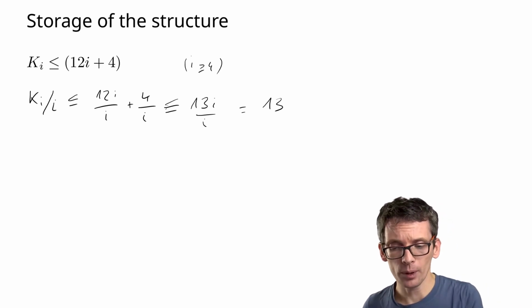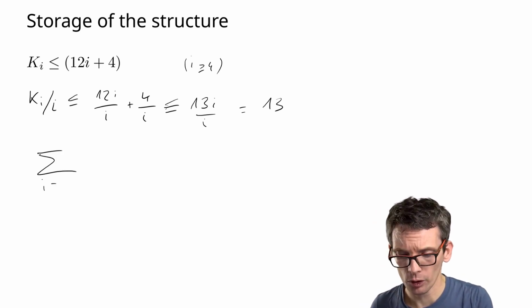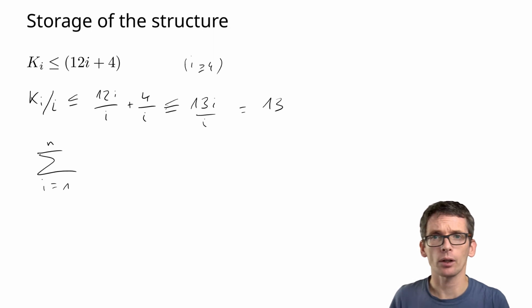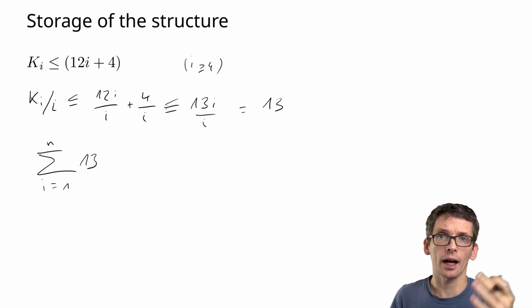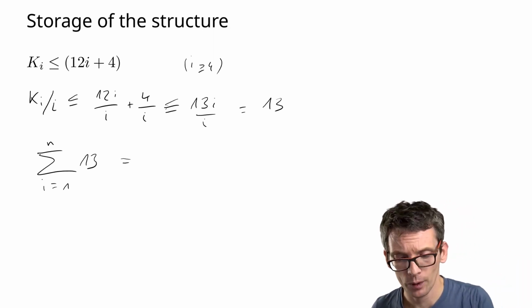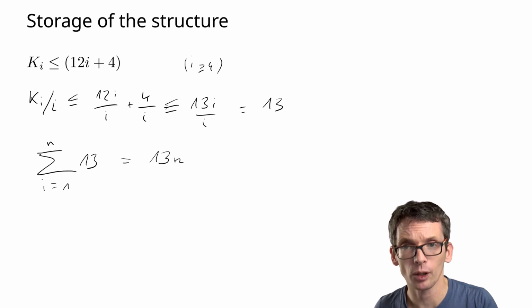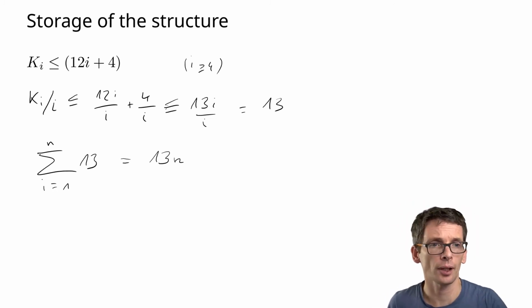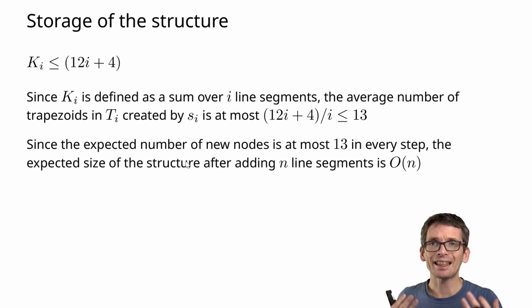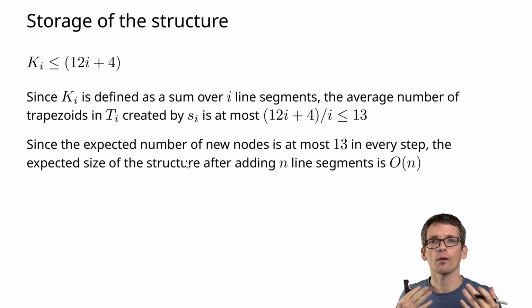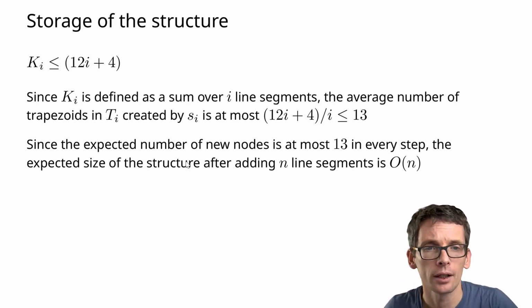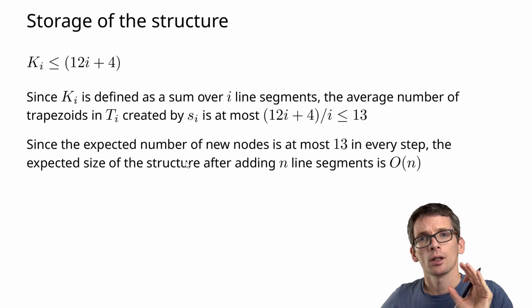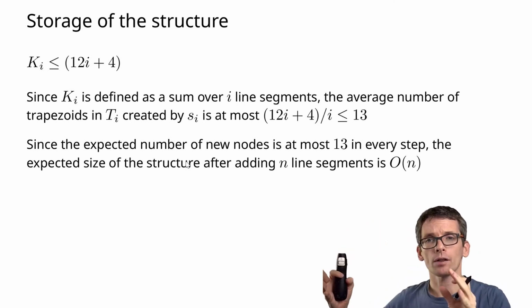So then I would be summing over all insertion steps, from i is 1 to n. If on average I'm not creating more than 13 trapezoids, then overall I'm not creating more than 13n trapezoids in expectation. So the expected number of trapezoids created is indeed linear. So this is now about the size of the search structure.